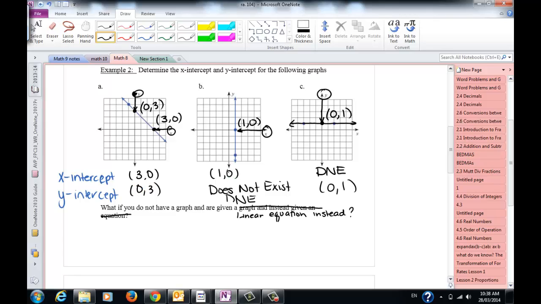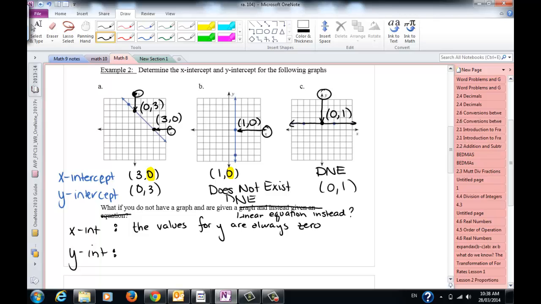All right, so question, what if you do not have a graph and are given a linear equation instead? Well, let's just look at what happens with our x-intercept. I'm going to write x-int for short and y-int for short. So if we look at our x-intercepts from above, notice that our value for y is 0. So the value of y, when we set this above, is always 0.